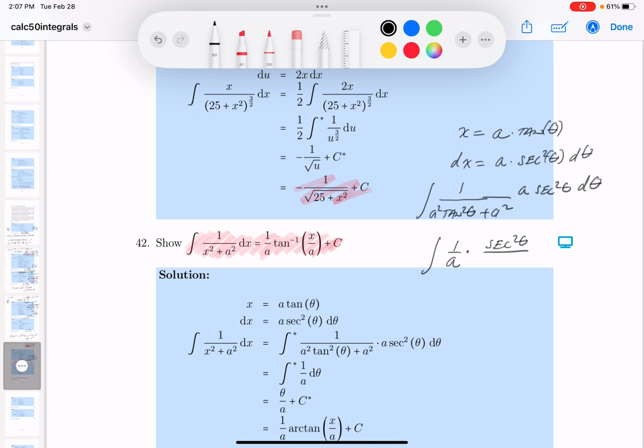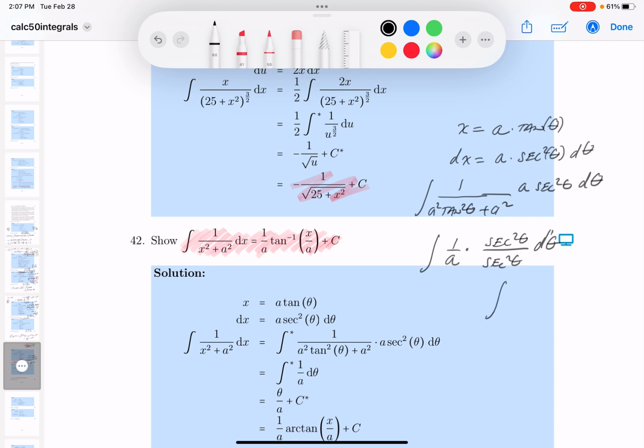And on the bottom, what are you left with? Tangent squared theta plus 1, which is also secant squared, d theta. And conveniently, they cancel. So let's put this over here. And what do you get there? Well, that's not so bad, because the antiderivative over here, by the way, I forgot to put my star, is going to be 1 over a times theta plus c.